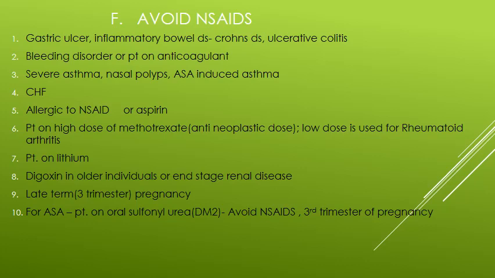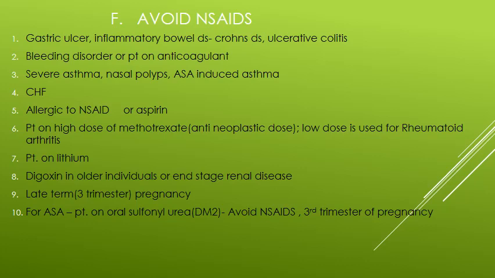And if the patient is taking a low dose of methotrexate, that is for rheumatoid arthritis, you will not choose this option. This can be asked in any kind of way. It can be given in the case history that the patient is taking a high dose of methotrexate, or that the patient is taking an anti-neoplastic dose. So you have to make out whether methotrexate is used for anti-neoplastic purposes or rheumatoid arthritis. Then if the patient is on lithium, also avoid NSAIDs.